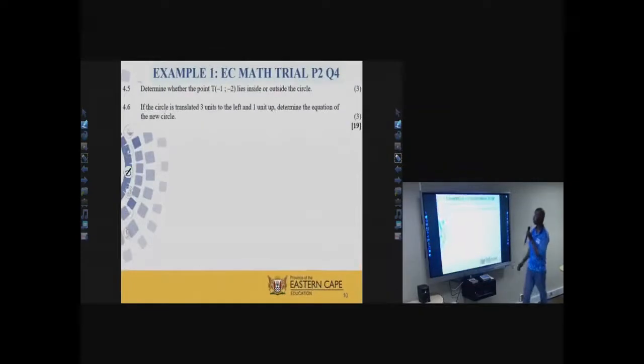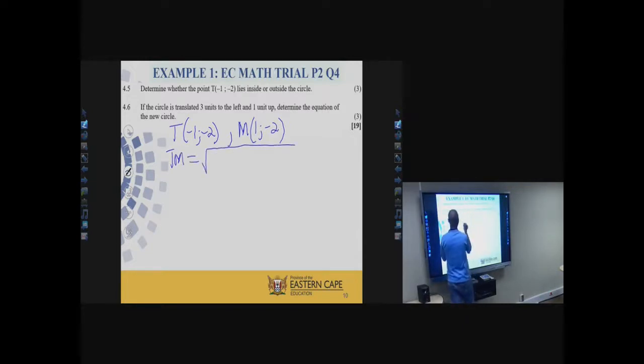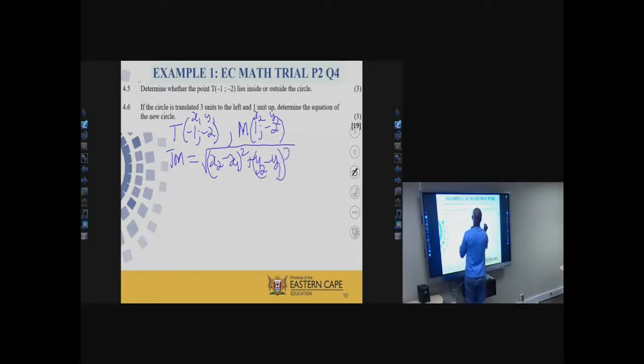What are those two points? It's point T, minus 1 and minus 2, and point M, which is 1 and minus 2. I think that was the case. Then you must calculate that distance. Remember, I'm just going to move quickly because we did this before. You can say x1, y1, x2, y2. So it will be x2 minus x1 all squared plus y2 minus y1 all squared. That's how you calculate the distance.